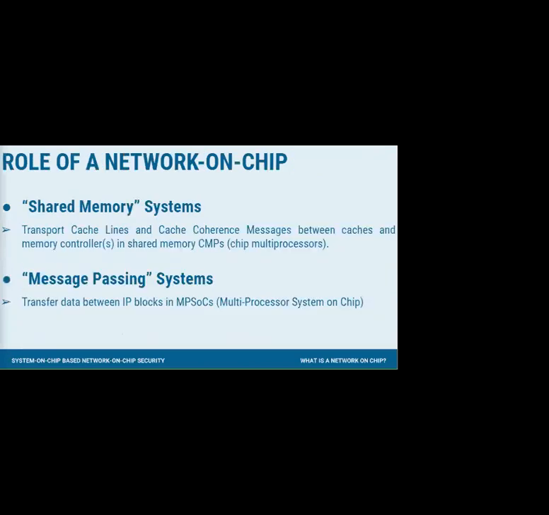In terms of the roles of a network on chip, shared memory systems and message passing systems are the two roles that it can play. In shared memory systems, it transports cache lines and cache coherence messages between caches and the memory controllers in a shared memory chip multiprocessor. In message passing systems, it transfers data between intellectual property blocks in multiprocessor system on chip designs.